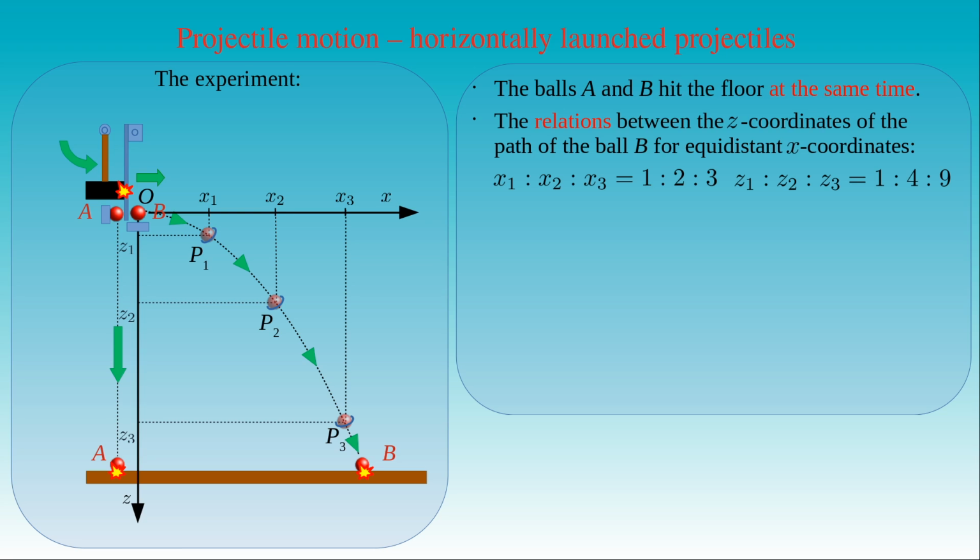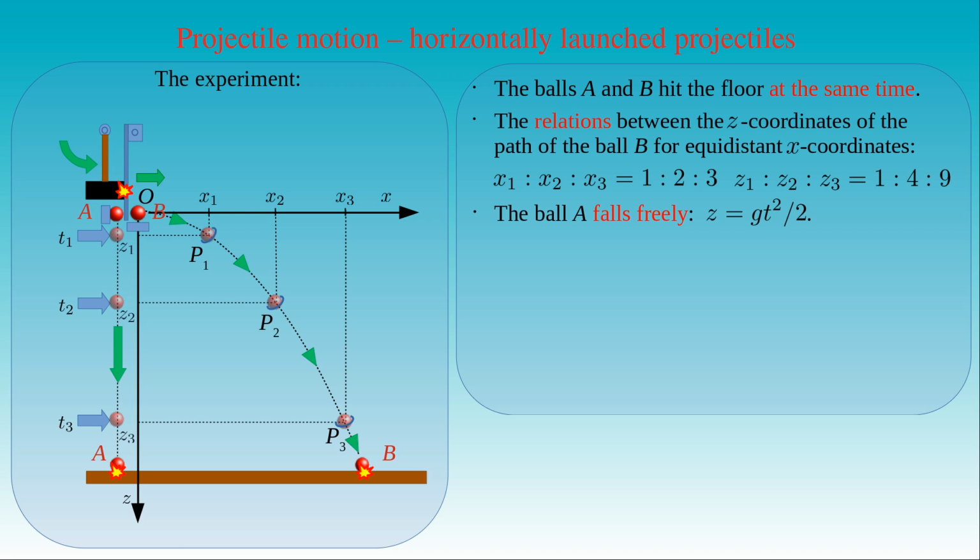Since the ball A falls freely, its vertical coordinate z is given by the gravitational acceleration g times the square of the time t divided by 2. Let us consider the moments at the time t1, t2, and t3, when the ball A passes the points z1, z2, and z3 along the z-axis. We can determine the relations between t1, t2, and t3 and the coordinates z1, z2, and z3, by applying the equation of motion for free fall.